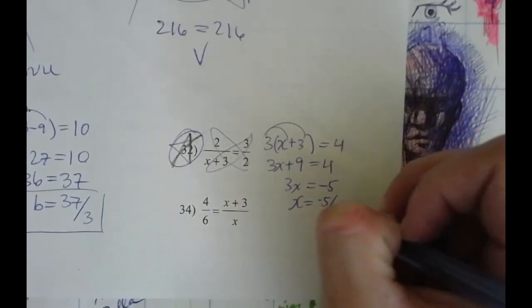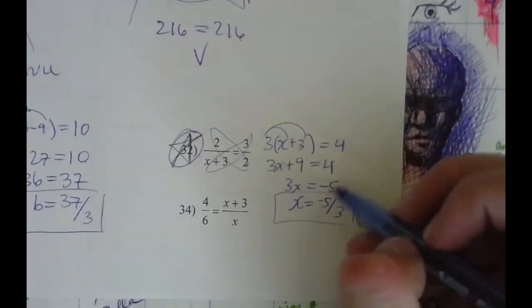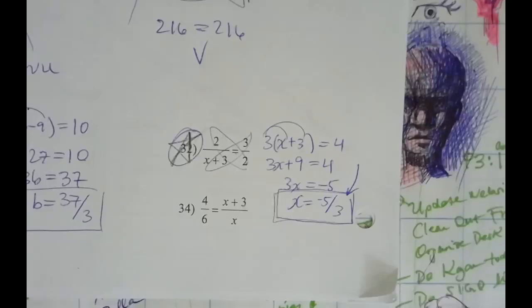and the result would be negative 5/3. I think I made a mistake on the key. I accidentally reciprocated this. That's okay. It happens. Our true result, the true answer is negative 5/3. So this is the correct answer for that problem.